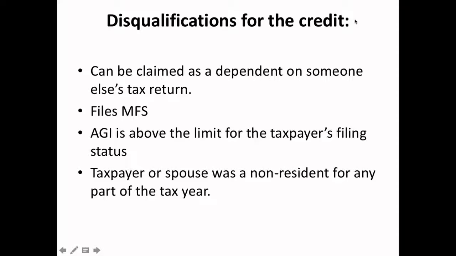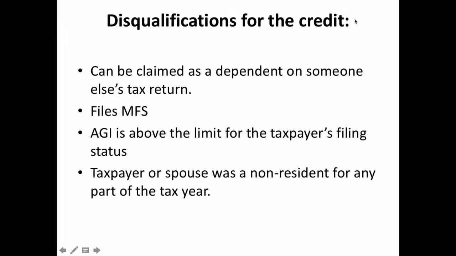If you can be claimed as a dependent on someone else's return, you cannot claim this credit. So for instance, my daughter, if she wanted to claim her educational credits herself, she can't, because she's still my dependent. I still claim her. I still pay for everything. So I have to claim that credit. And eventually she'll be able to claim it herself, but for the time being, I have to claim it because she can be claimed on my return.